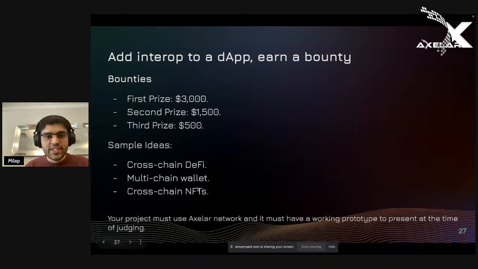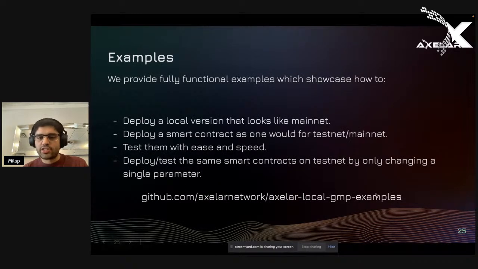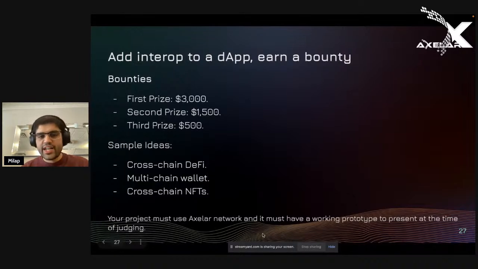Users can create a multi-chain wallet, a wallet that allows sending any token to any destination chain that the Axelar network supports. Other example projects for the hackathon can be cross-chain NFT transfers, and there are some examples mentioned here that showcase how this would go about. And of course, as you'd expect, your project for the hackathon to qualify must use the Axelar network and have a working prototype at the time of being submitted.